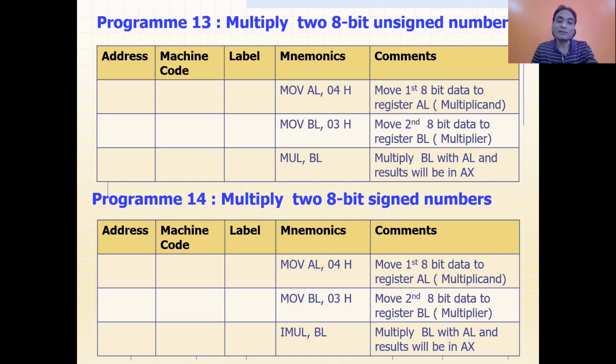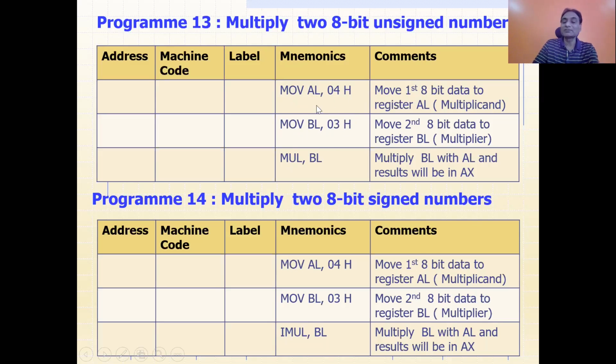So here, MUL BL, in this case, your multiplicand is always going to be in the register AL by default. And therefore what I did, I have transferred my multiplicand into register AL, MOV AL, 05, and then MOV BL, 03.